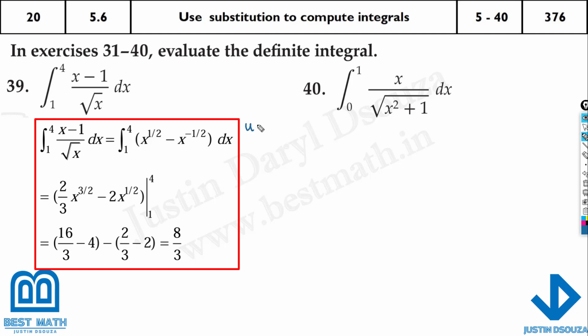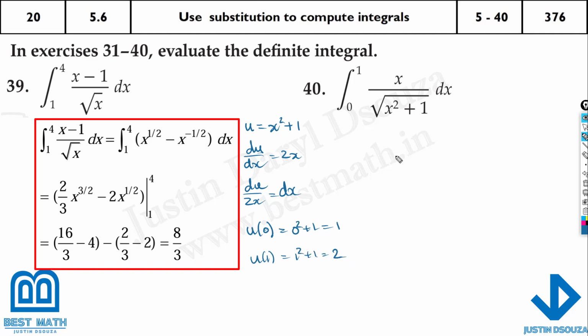Whatever's inside the square root, I'll substitute it as u, that is equal to x squared plus 1. And du by dx would be equal to 2x. And du by 2x would be equal to dx. Next, we have to take the limits: u of 0 will be equal to 0 squared plus 1, that is 1. And u of 1 will be 1 squared plus 1, that is 2. Now this entire question transforms to the limit. Lower limit is 1, upper limit is 2.